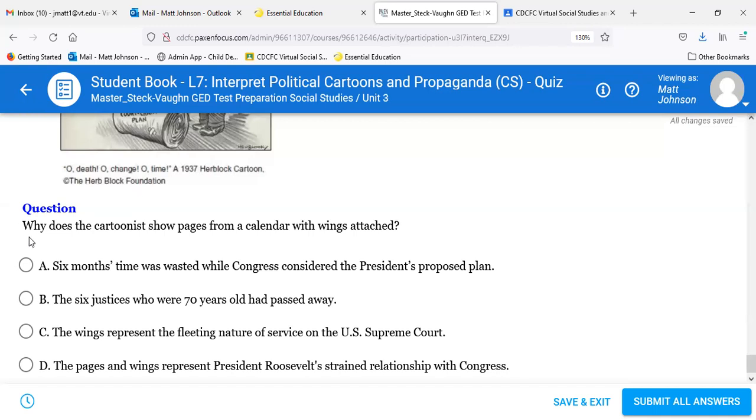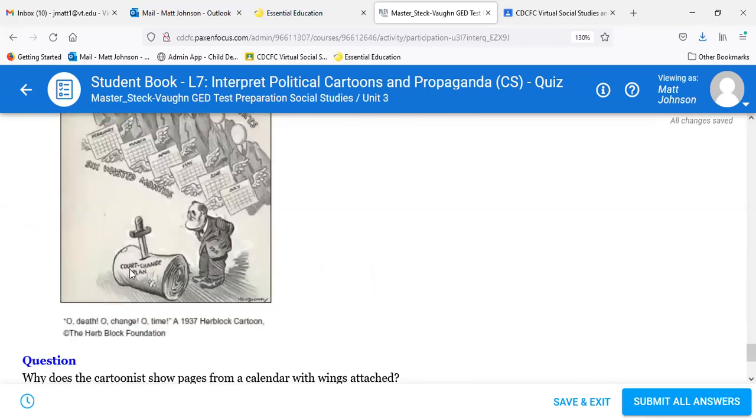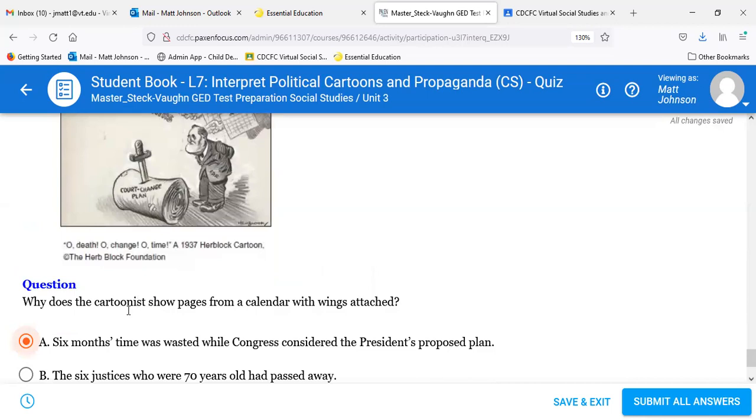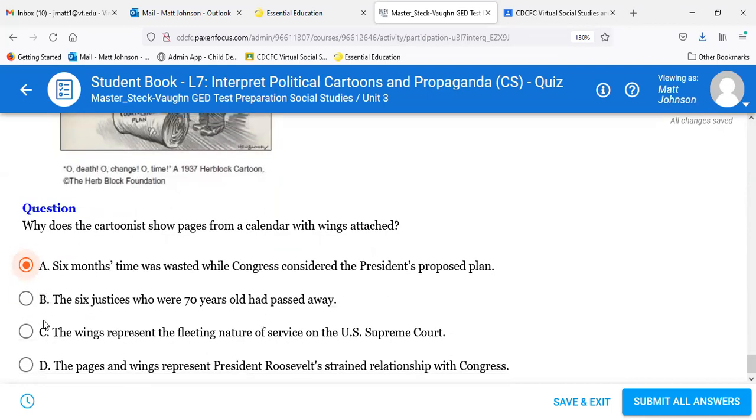Is it A? Yeah, it's A. 6 months time was wasted. And with this cartoon, it's not necessarily that the cartoonist doesn't like FDR or Roosevelt. It's specifically pointing out that he thinks he wasted time where he may have been able to do something else instead. And holding up Congress, because things had to go through Congress to try to get additional Supreme Court justices and all this. So it was kind of wasting everybody's time is what he's pointing out.